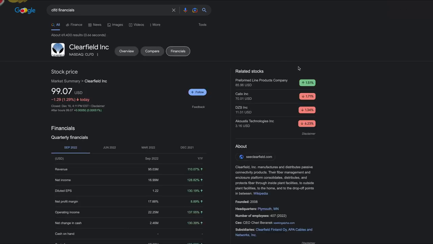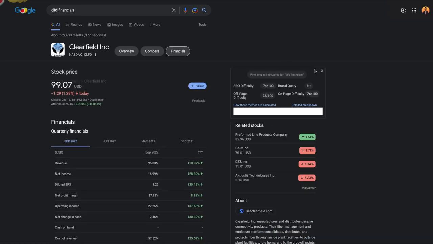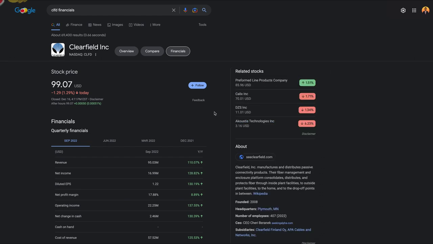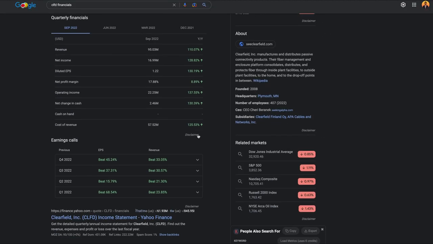Let's look at their financials. And as you can see, their financials are amazing. Everything is green. 2.46 million net change in cash. Quarter four of 2022, they beat EPS by 45.24%. They beat revenue by 33%.